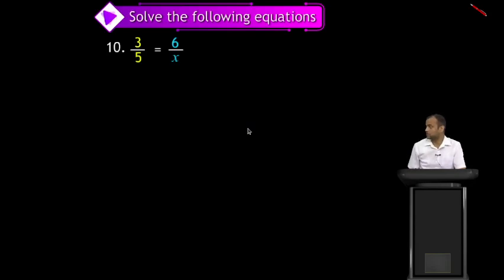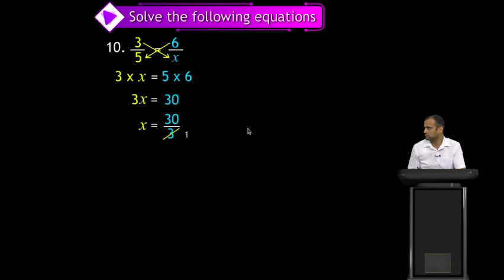Again, solve this equation. Here we will use the cross multiplication method. So 3 multiplied with x and 6 multiplied with 5. It is 3x equals 30, and now you can divide by 3. x equals 10.